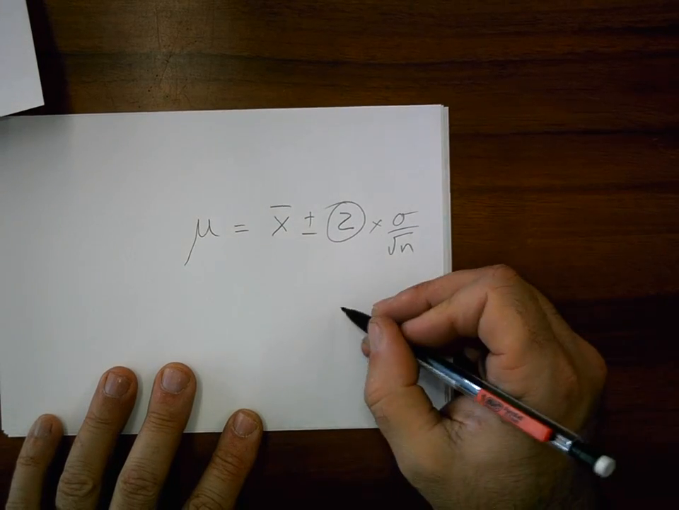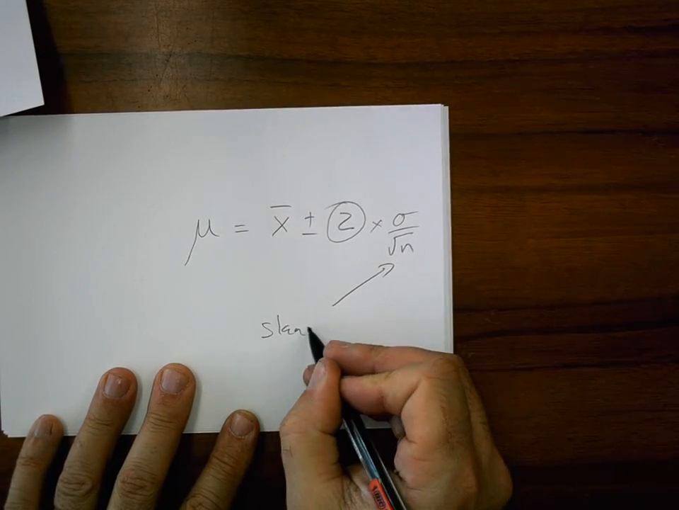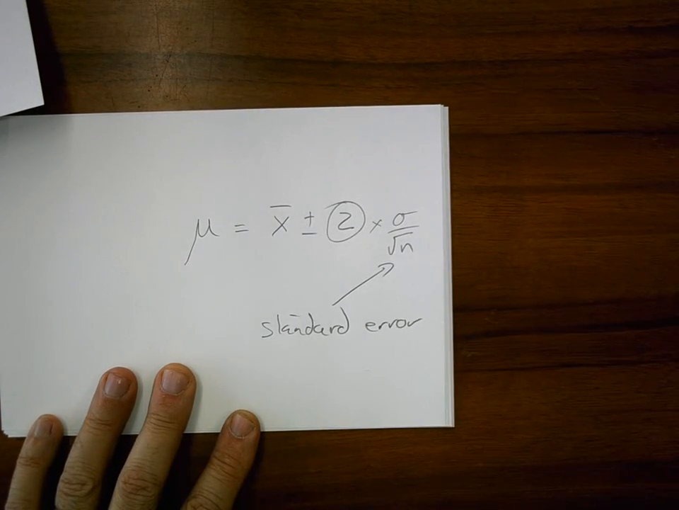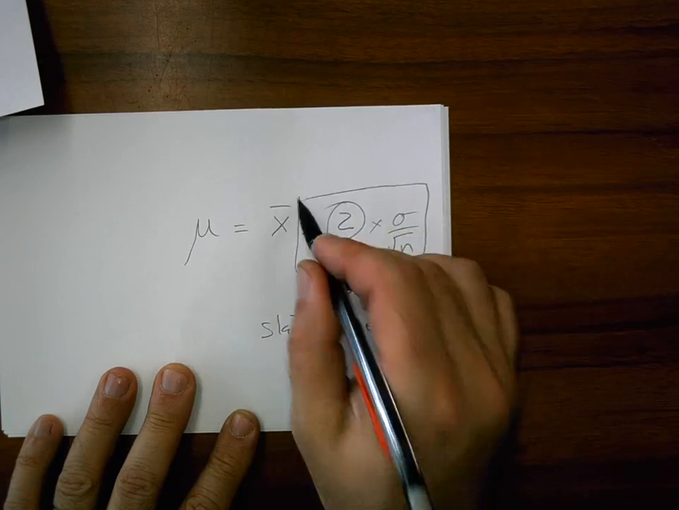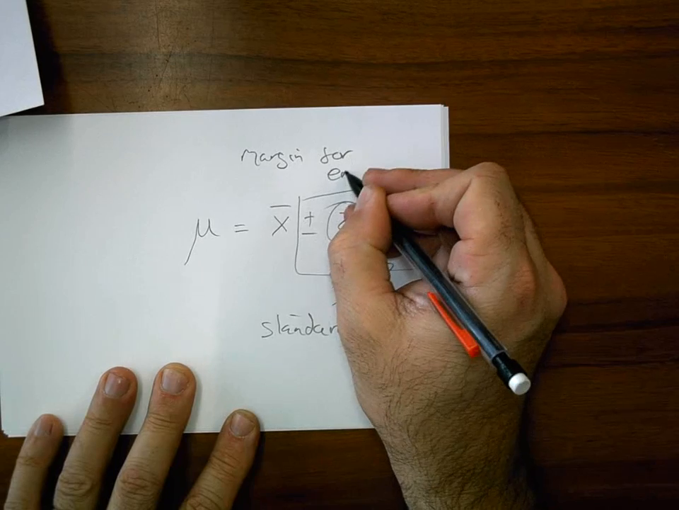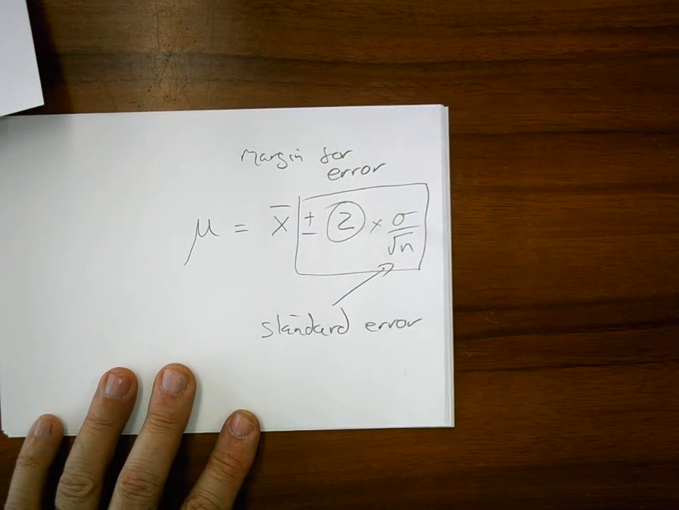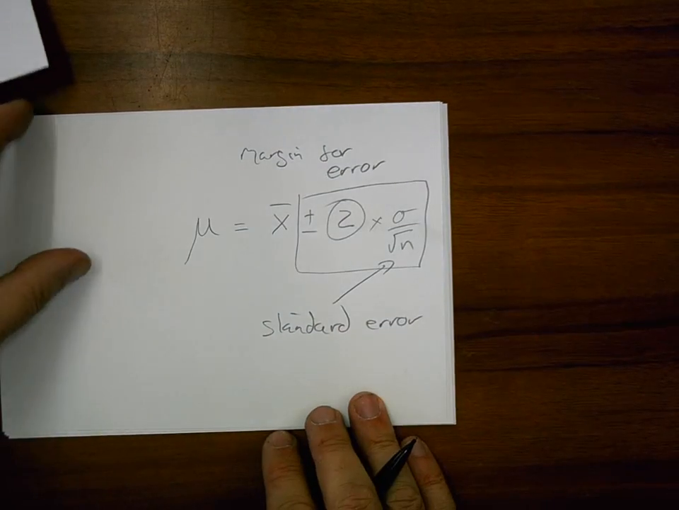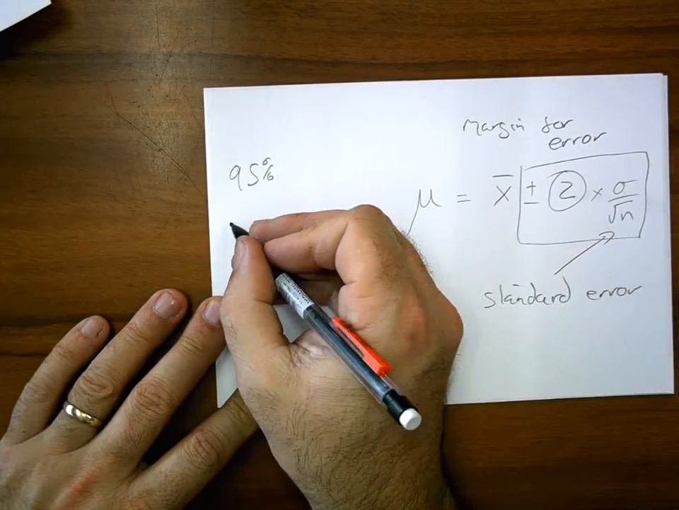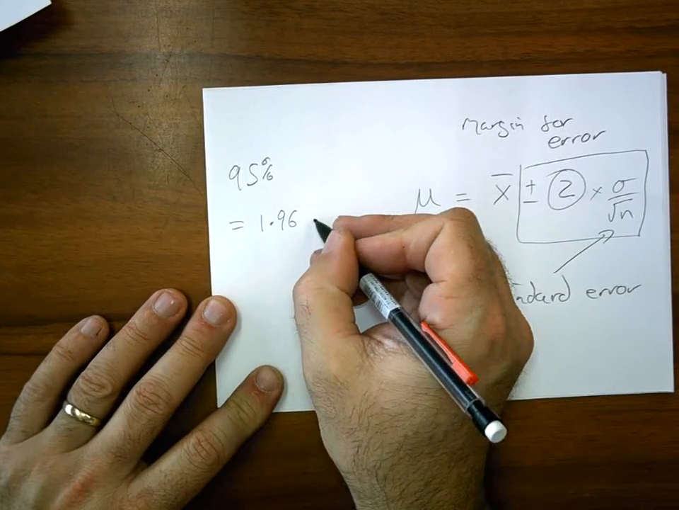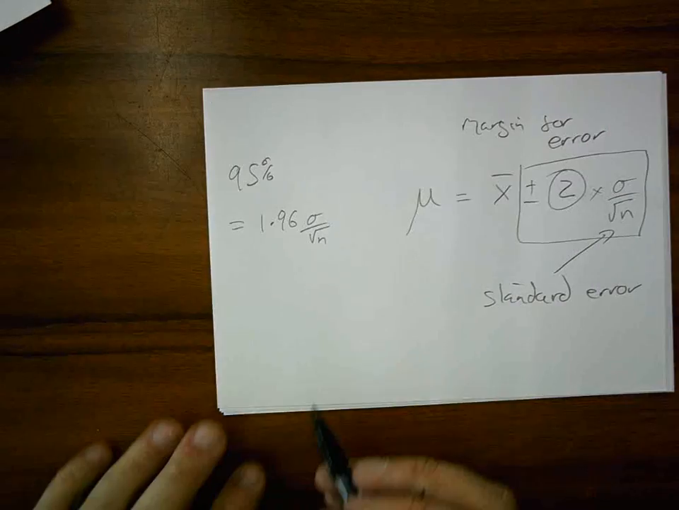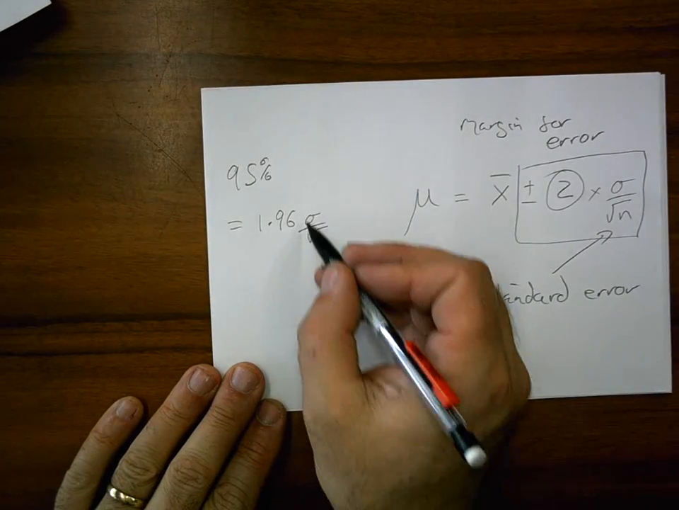Now remember that that bit there is called the standard error. Okay, so this bit here is the margin for error. So remember that if I want a 95% confidence interval, what we're looking at is 1.96 sigma over root n. You remember that? Okay, so the margin for error is that.